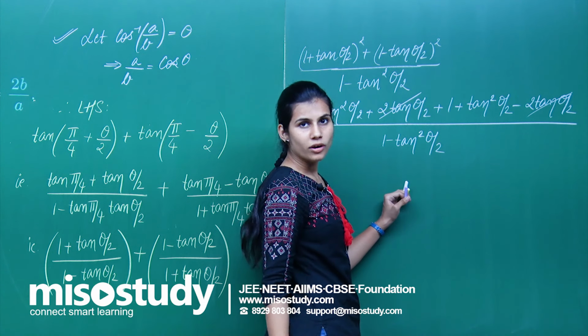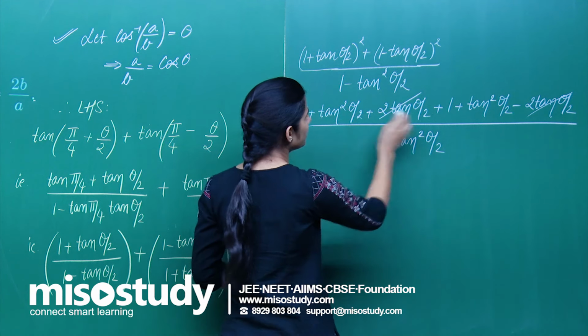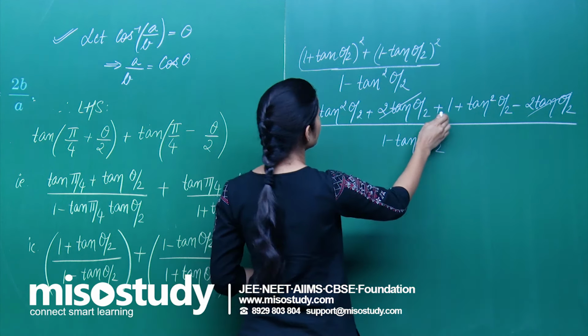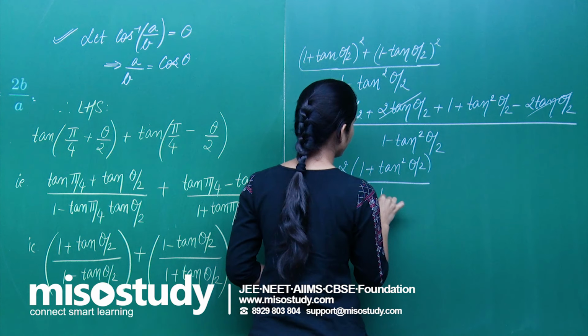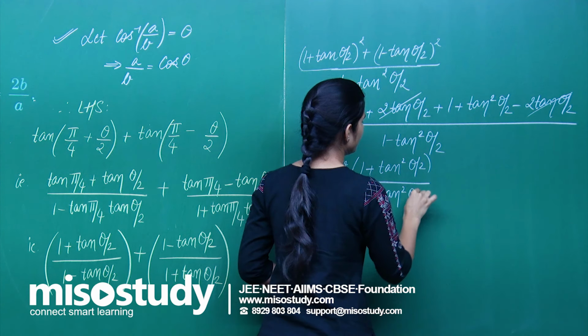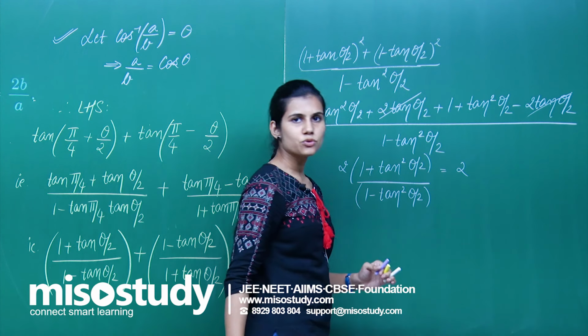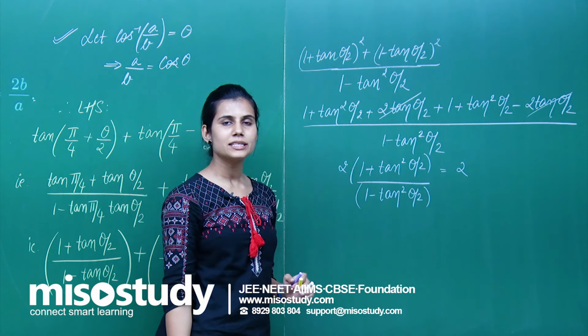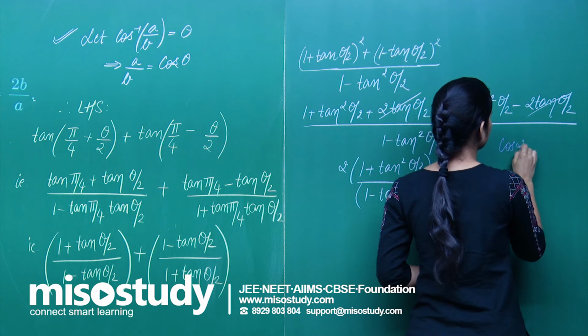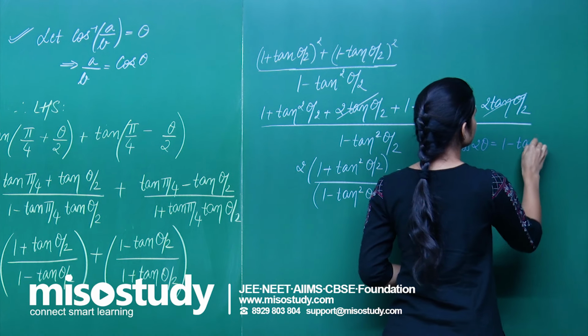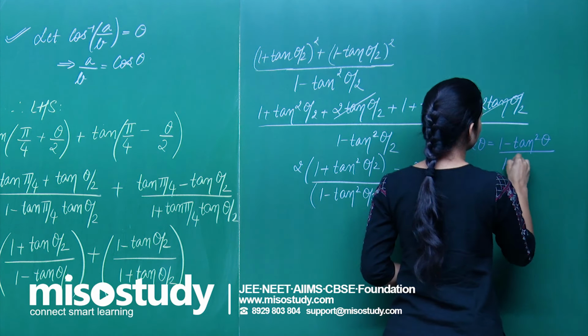Now that we have this long expression, in here you can see 1 plus 1 is 2, tan square theta by 2 plus tan square theta by 2 is twice of tan square theta by 2. So 2 comes out common, 1 plus tan square theta by 2 whole upon 1 minus tan square theta by 2. You know that 1 minus tan square theta upon 1 plus tan square theta is cos 2 theta. Do we know that? Yes. Cos 2 theta is 1 minus tan square theta upon 1 plus tan square theta.